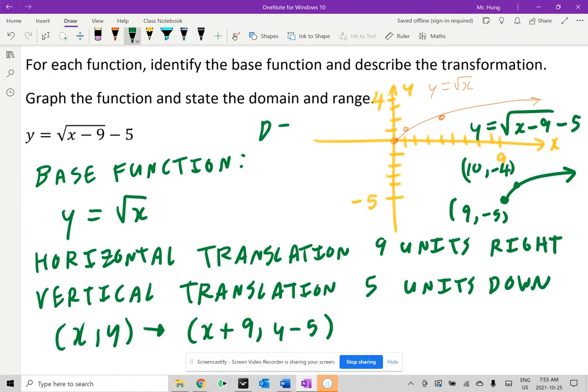Now, what about the possible x values, also known as the domain? Well, in this case, x is an element of real numbers, but x must be greater than or equal to 9. So one more time, if you think about the domain, all the possible x values, x could be anything, as long as x is greater than or equal to 9. Likewise, for the range, y is an element of real numbers, as long as y is greater than or equal to negative 5.